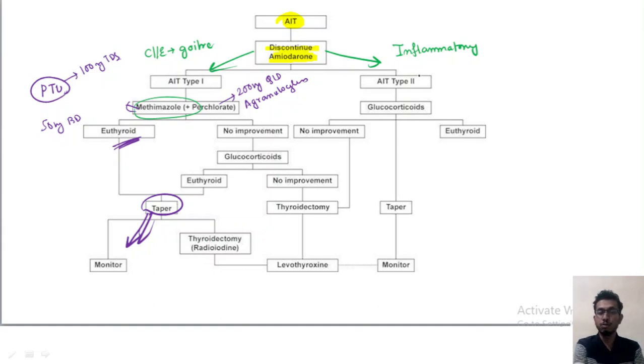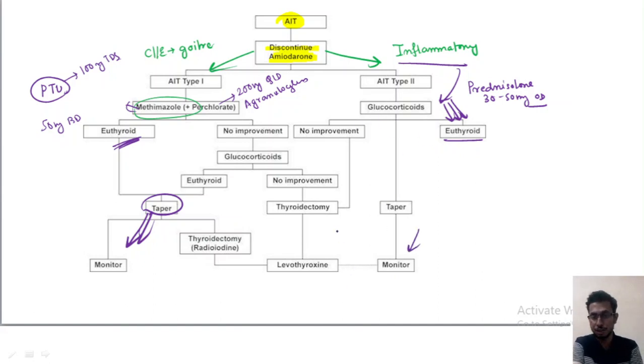In AIT type 2, because of the inflammation, we start a glucocorticoid. Prednisolone is preferred, and the dosage ranges from 30 to 50 milligram once a day for initial doses. Now, if euthyroid status is achieved, gradually taper the steroid dosage and continue to monitor the patient. If there is no improvement even after steroid, the next step is thyroidectomy, which is the last step.